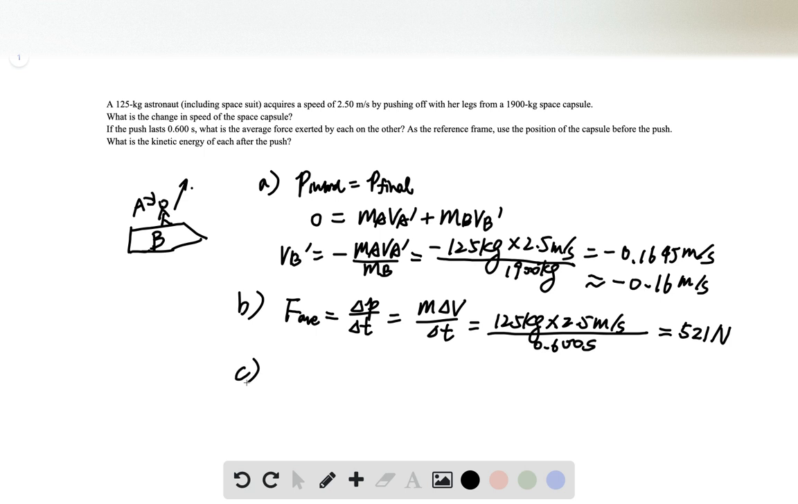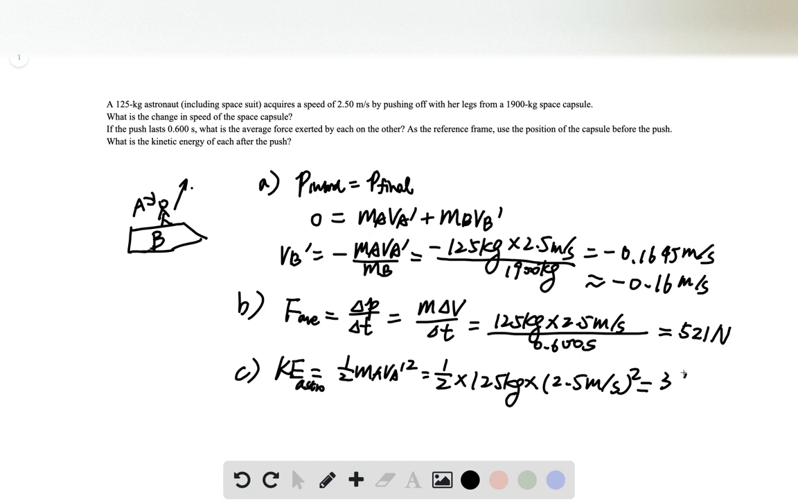Now, part C. What is the kinetic energy of each after the push? So we just use the formula of the kinetic energy because we already know the velocity of each after the push. So for the astronaut, it's half of ma va prime squared, which is 1/2 of 125 kilogram times va prime, 2.5 meters per second, squared. This gives me 391 joule.